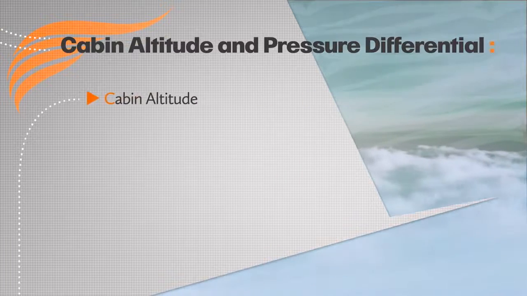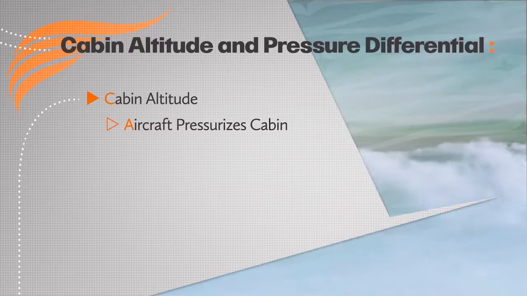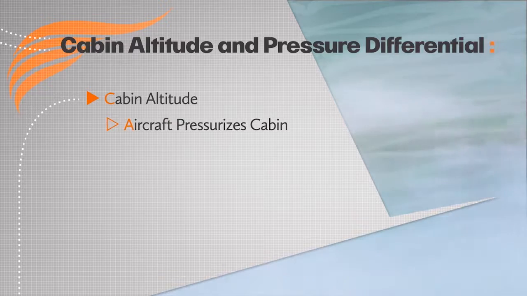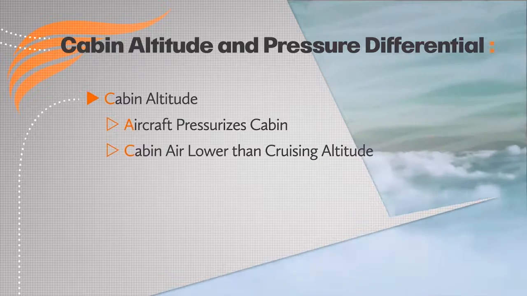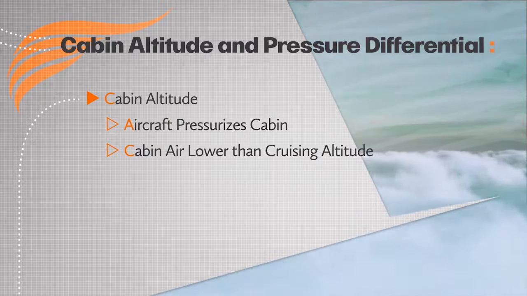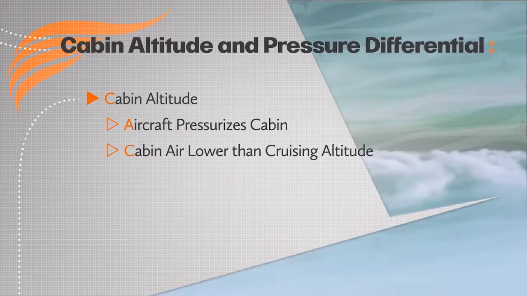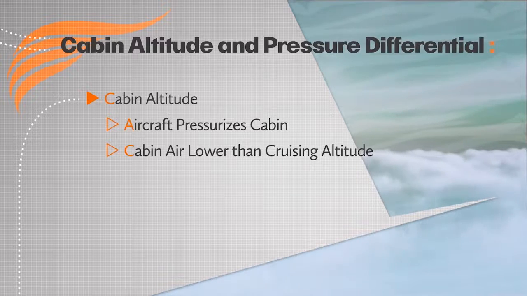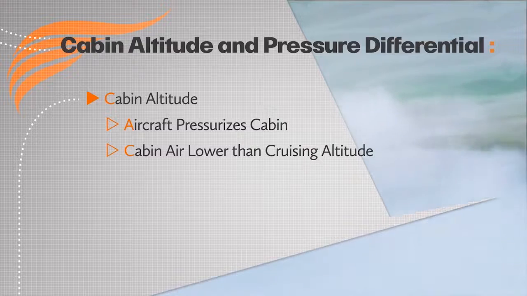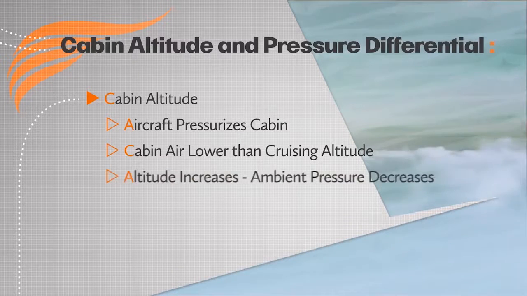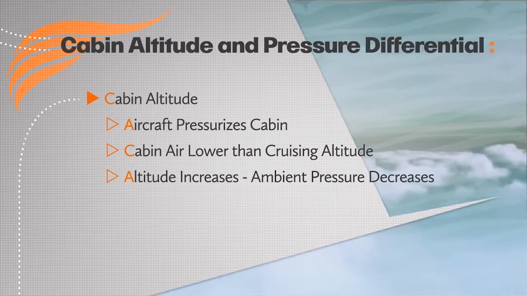Cabin altitude is the altitude to which the aircraft pressurizes its cabin. The aircraft may be flying as high as FL 400, but cabin altitude may only be 8,000 feet. This means that cabin air is pressurized to a level similar to what you may encounter at 8,000 feet under ISA conditions. It may sound like a simple clarification, but keep in mind that as altitude increases, ambient pressure decreases.